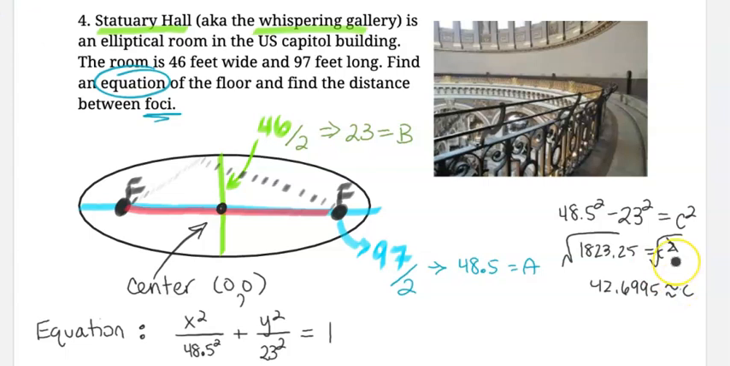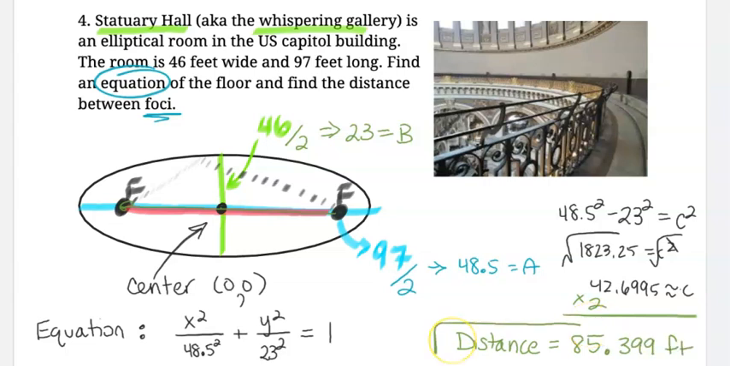Because just like the major and minor axes, I need to double this, because that is going to be the distance from one F point to the other, right? It's going to be 2c. So I'm going to take that value and multiply it by 2. So the distance that we are ultimately looking for here is 85.399 feet, right? Because we're in feet.